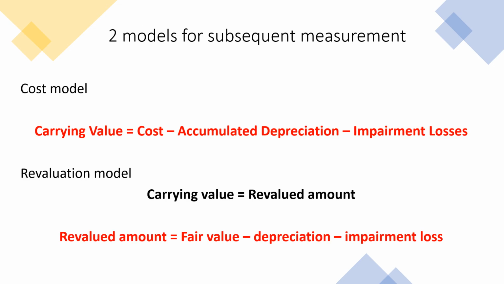As I mentioned before, there are two models for subsequent measurement. The first one being the cost model. In the cost model, your carrying value is equal to your cost price minus your accumulated depreciation minus any impairment losses. If you choose the revaluation model, your carrying value at the end of the year is equal to the revalued amount. The revalued amount is the fair value minus any depreciation minus any impairment losses for the year.